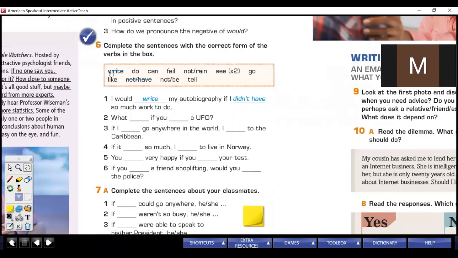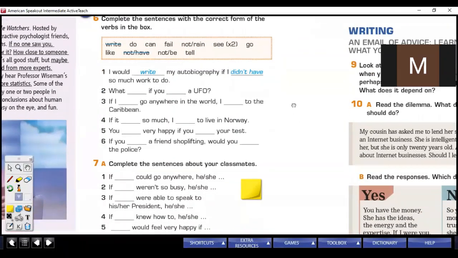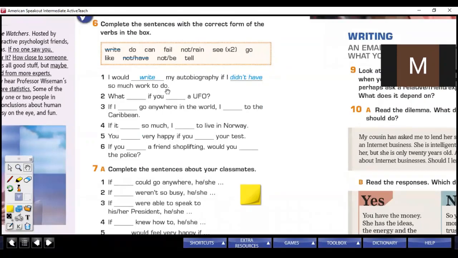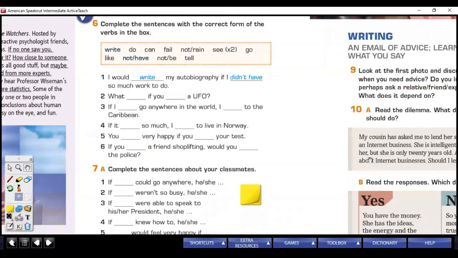This time you're going to go right over this. So complete the sentences. Same page, but exercise 6. Complete the sentences with the correct form of the verb in the box. Now we got some verbs right here, some words down here, and you just need to, again, complete the sentences by filling in the blanks. So the first one is already done. It says, I would write my autobiography if I didn't have so much work to do. Now, number 2, 3, 4, 5, and 6 is your job. Yes, miss? I want to do the second one.